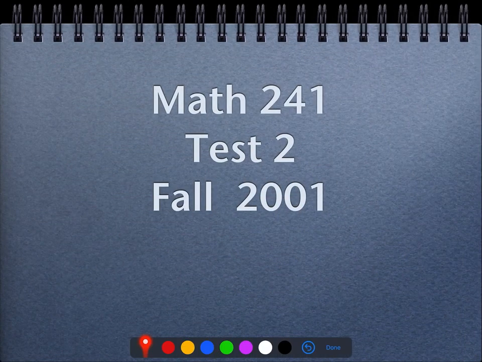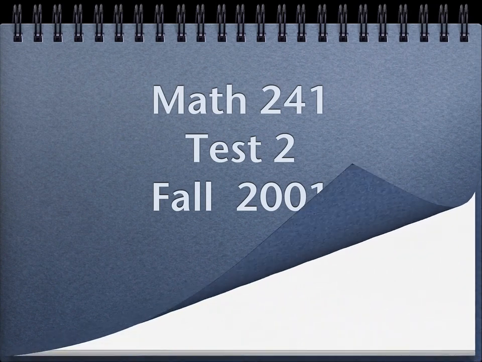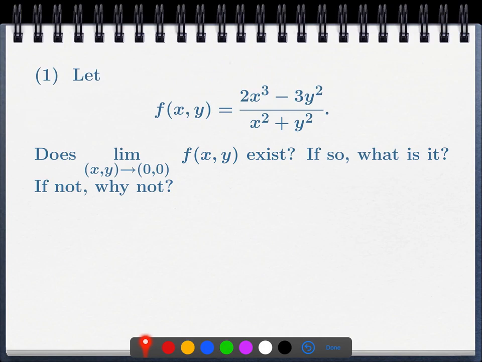So let's look over the test 2 from fall 2001. We have a function for the first problem that looks like this, and we want to know the limit of this function as xy approaches the origin. Well, first, does it exist is the real question. If so, what is it? And if not, why not?